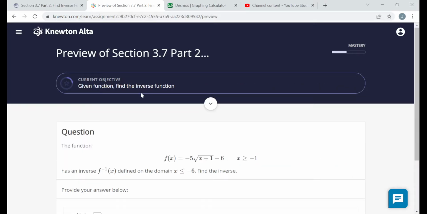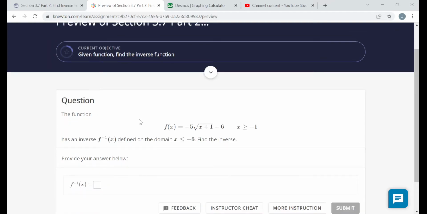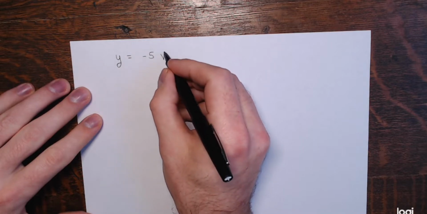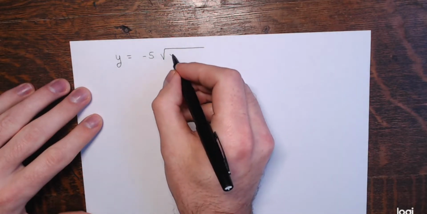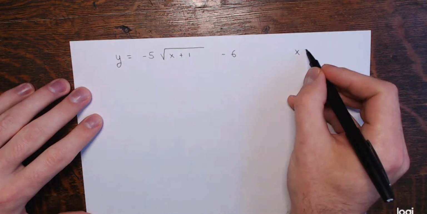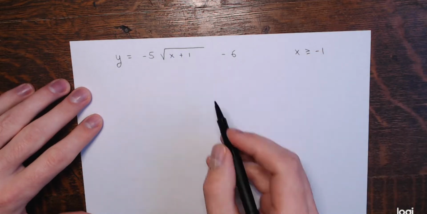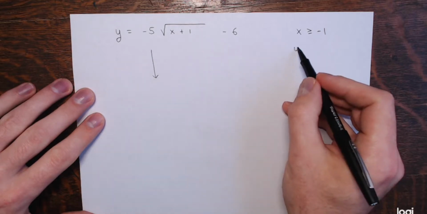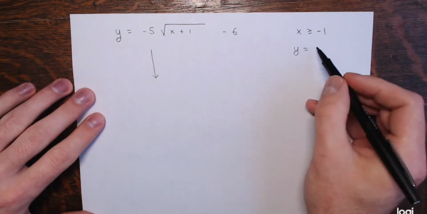Alright, so another one where I'm going to have to do some switching up, right? X's become Y's, Y's become X's. Alright, so I'll write this one out, just like other problems. So we're given Y equals -5 times the square root of X plus 1, and then afterwards -6, and I hope it's obvious that X needs to be greater than or equal to -1. And also, I used Y here. This Y represents F.